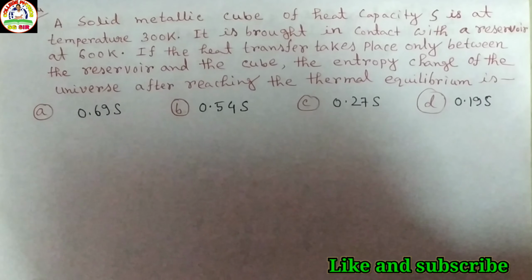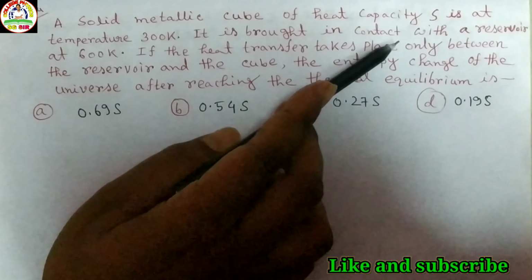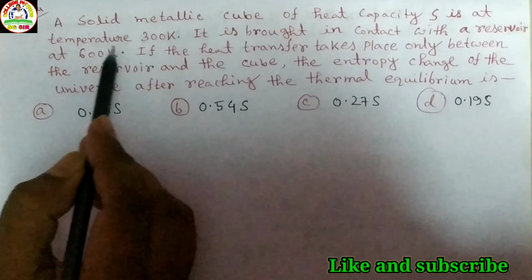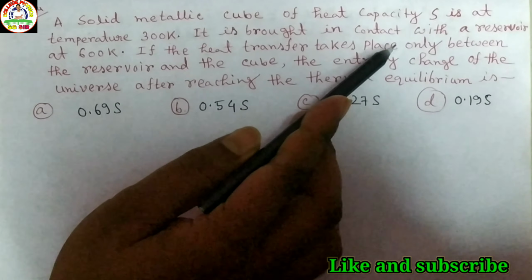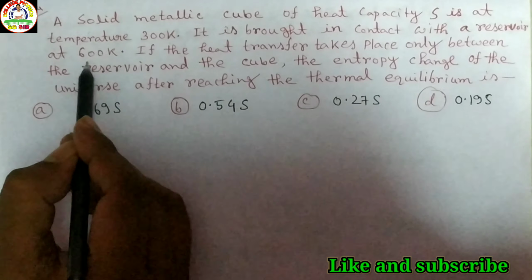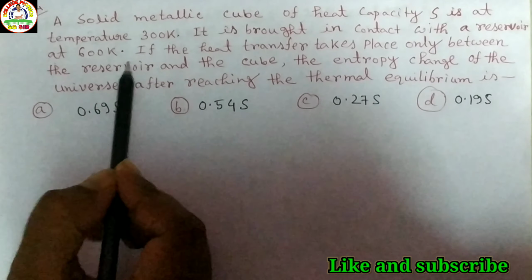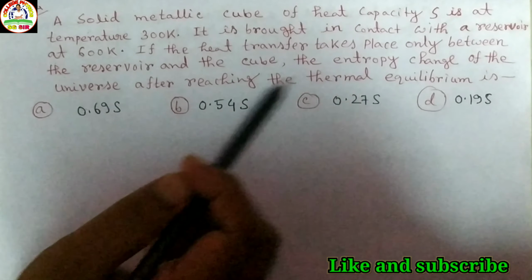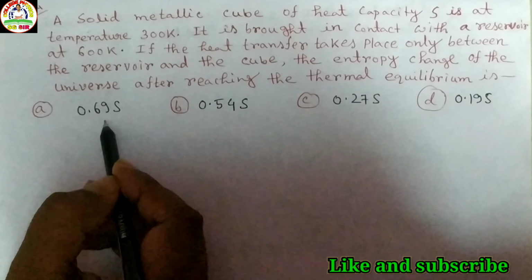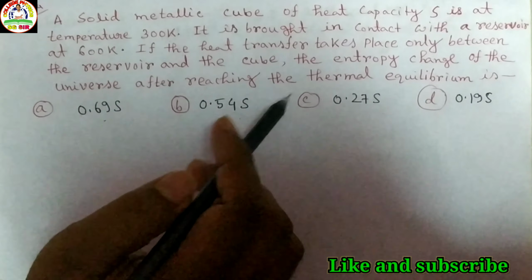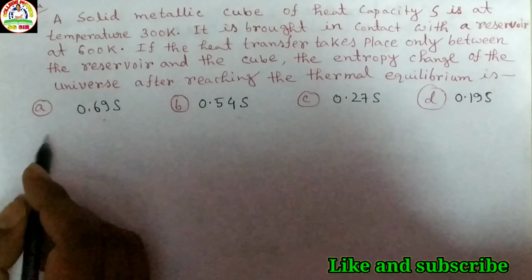Next problem from IIT JAM 2014. A solid metallic cube of heat capacity S is at temperature 300 Kelvin. It is brought in contact with a reservoir at 600 Kelvin. If the heat transfer takes place only between the reservoir and the cube, the entropy change of the universe after reaching thermal equilibrium is 0.69S, 0.54S, 0.27S or 0.19S. That we calculate.